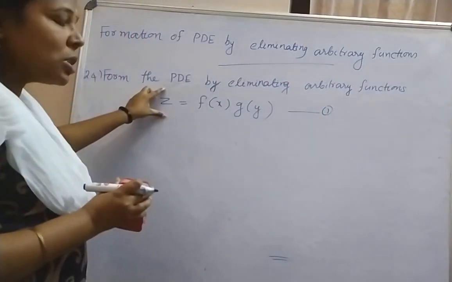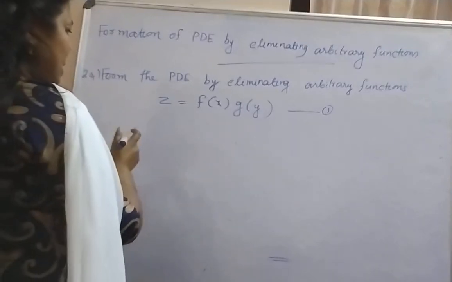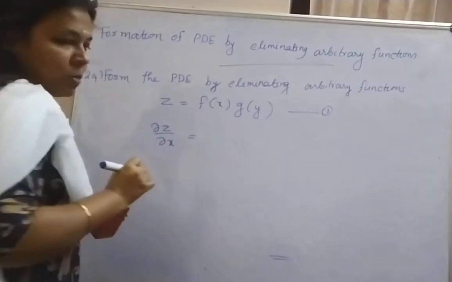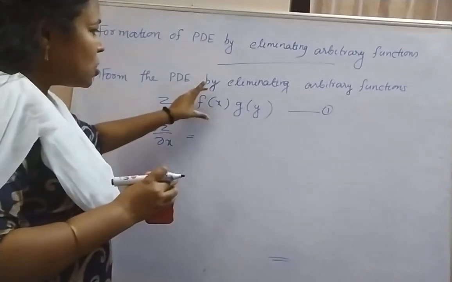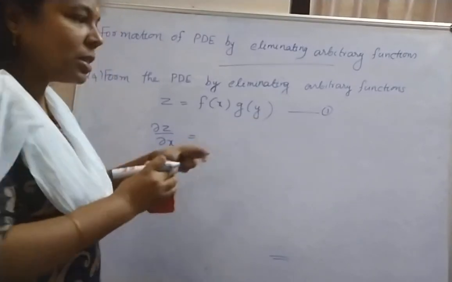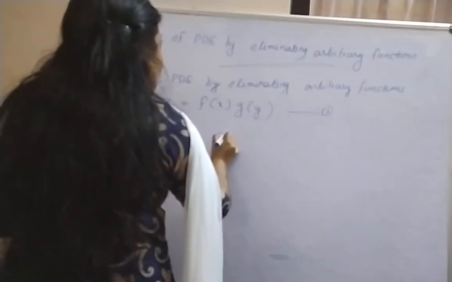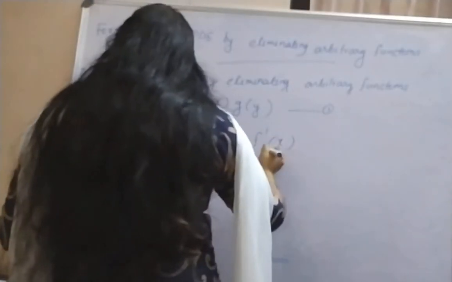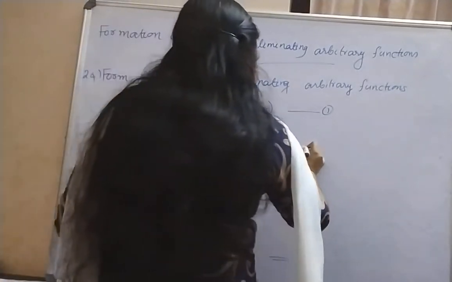Partially differentiating equation number 1 with respect to x. That is, dou z by dou x equal to, in the case of partially differentiating with respect to x, g of y can be taken as constant. G of y into partial derivative of f of x with respect to x is f dash x. Put it as equation number 2.